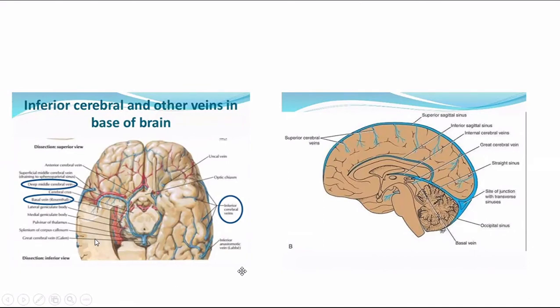In the inferior image, we have the deep middle cerebral vein, together with the anterior cerebral vein, forming the basal vein of Rosenthal, which joins the great cerebral vein of Galen. Again, these are the images of the inferior cerebral veins on the lateral aspect of the cerebral hemisphere. Clear so far?